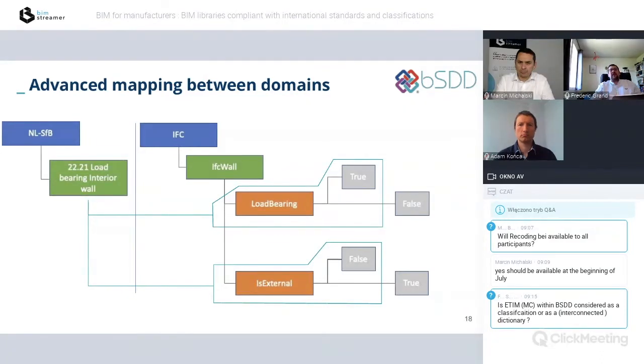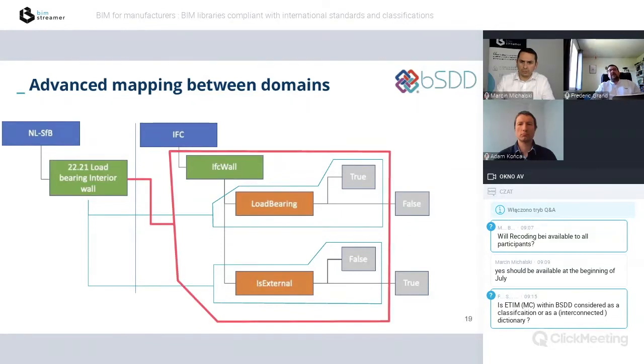I'm saying that for this classification code, those properties have the value true for LoadBearing and false for IsExternal. So first thing, my classification code is connected to two IFC properties with a specific value on them, true and false. And then I will be able, if I'm clicking the right arrow, that's better, I will be able to say, okay, my 22.21 classification code is the same as an IfcWall plus LoadBearing equal true plus IsExternal equal false. And then I have a real mapping between a BIM model defined with IFC, and a classification code.